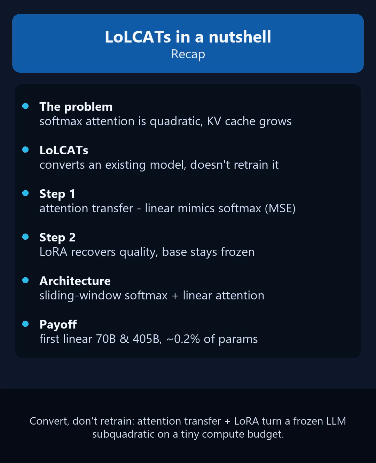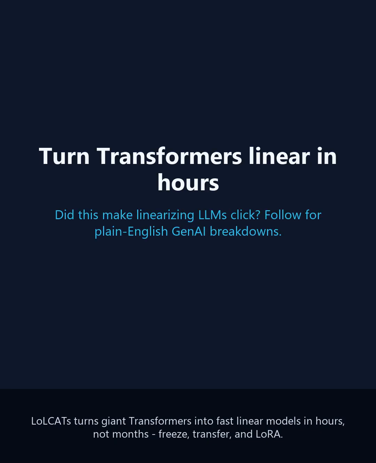Quick recap. Attention is quadratic and expensive. Linear attention is cheap to run but costly to train from scratch. LoLCAT converts an existing model in two steps. Attention transfer teaches linear layers to mimic softmax, then LoRA recovers quality with the base weights frozen. It uses a sliding window plus linear hybrid, needs about 0.2% of parameters and tens of millions of tokens, and produced the first linear 70 billion and 405 billion models. That is LoLCAT turning giant transformers into fast linear models in hours, not months.